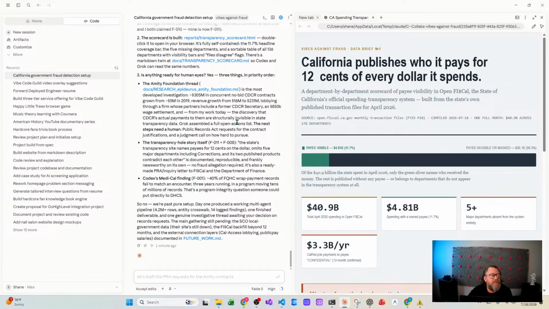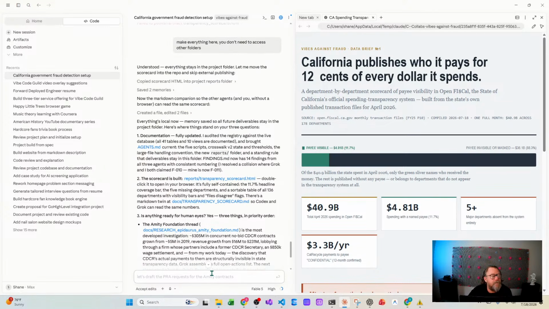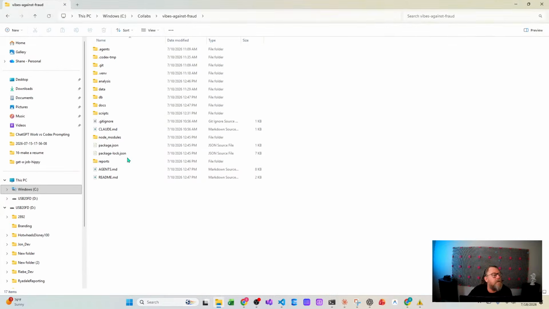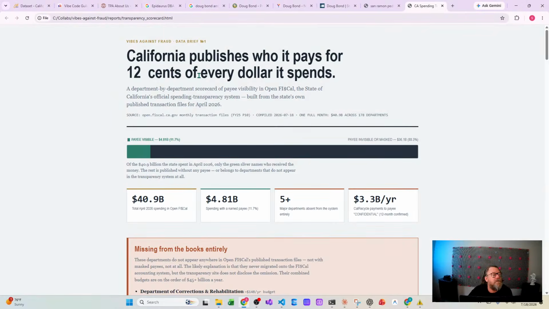Oh, so this is my transparency report. All right, I don't like opening the Claude browser. I don't really like it. All right, California publishes who it pays for 12 cents of every dollar it spends. Department scorecard of payee visibility on Open Fiscal.